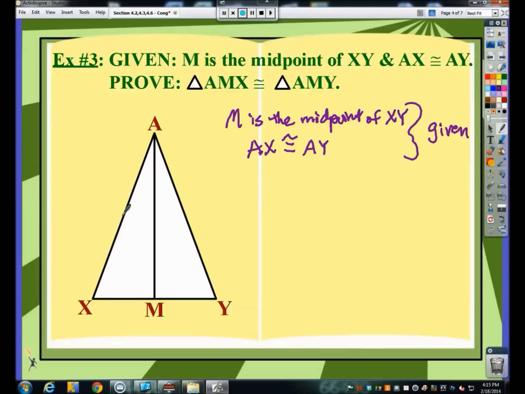So the AX equals AY, I can go ahead and mark that in my picture. I know those 2 sides match up. And is there anything else I can mark in my picture from my given information?